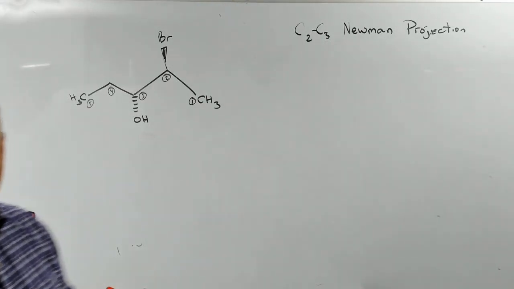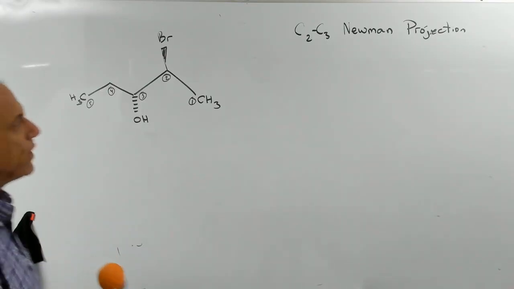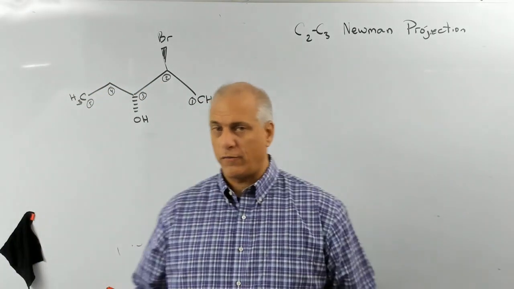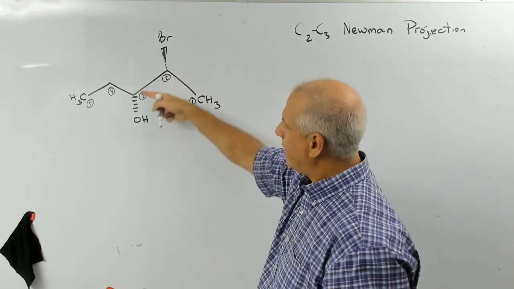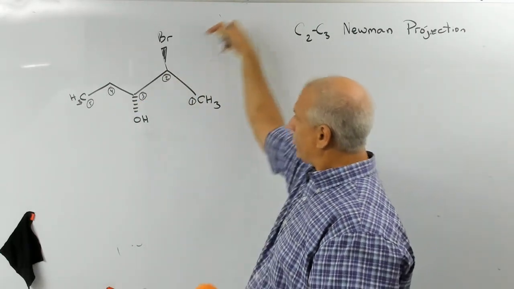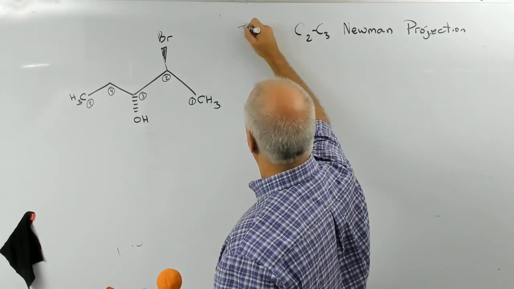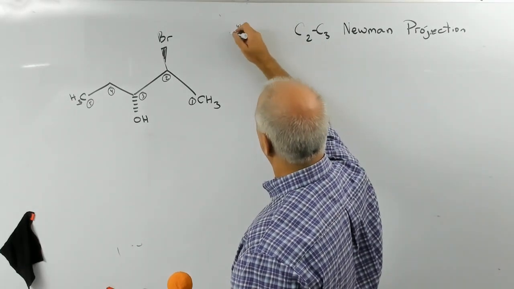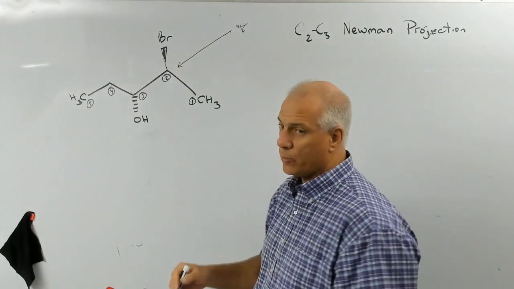In this problem, we have to draw the Newman projection, a C2, C3 Newman projection, where C2 is in front. So here's carbon number 2, and then carbon number 3, and I need to look at this molecule from this angle up top over here. So here's my eyelashes, looking at carbon 2, but without seeing carbon 3.